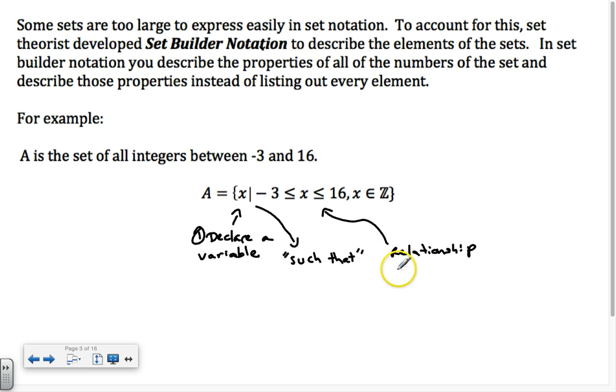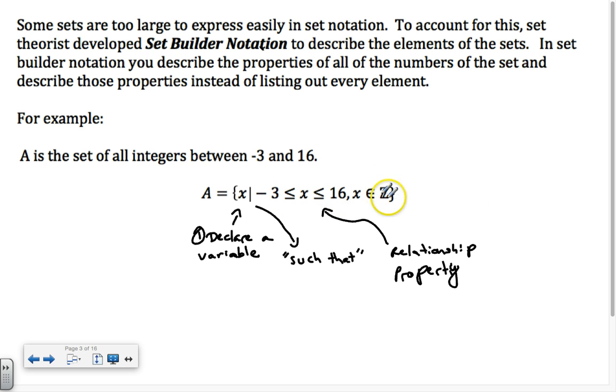Or property. Now, it won't always be an inequality. Sometimes you're going to exclude values. Sometimes you're just going to be using an algebraic expression. But this property should handle everything that's in the set. So this is the set A that contains X such that -3 is less than or equal to X, which is less than or equal to 16.